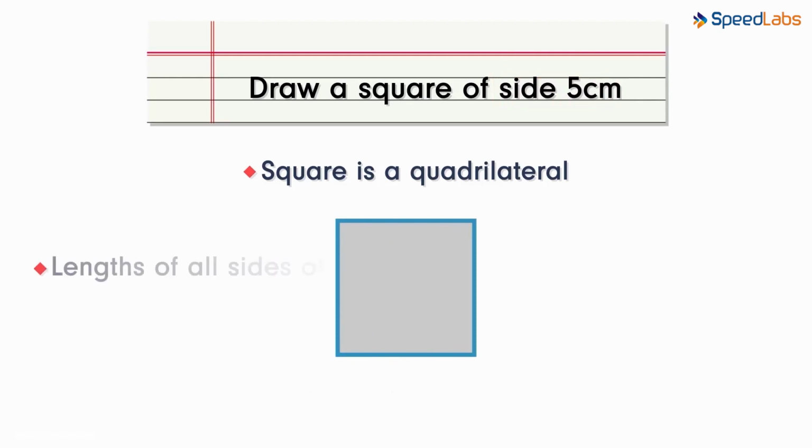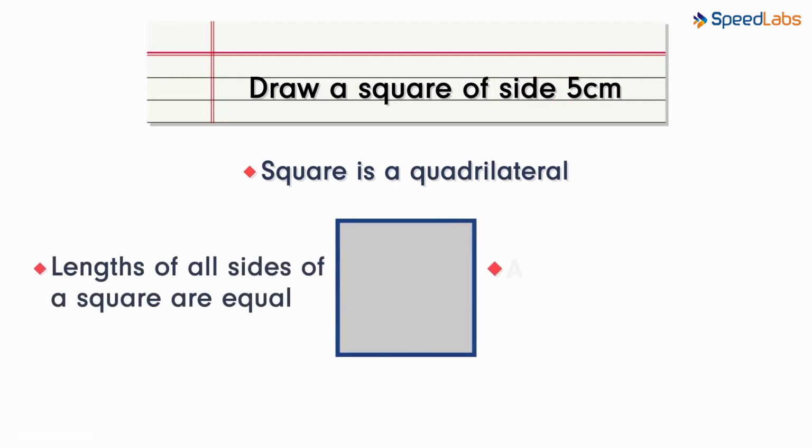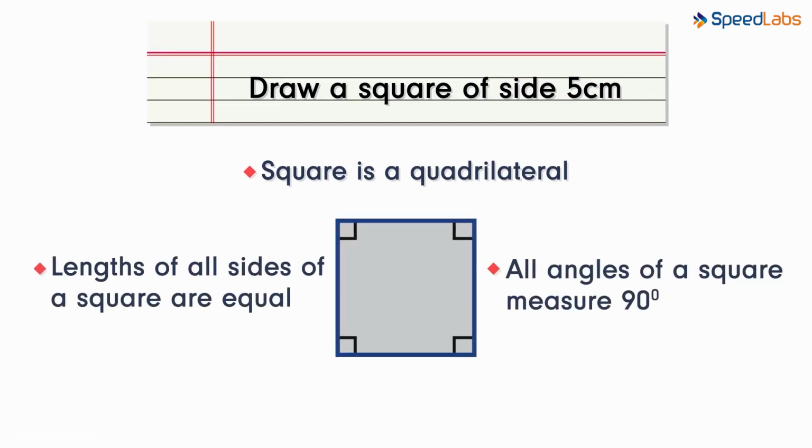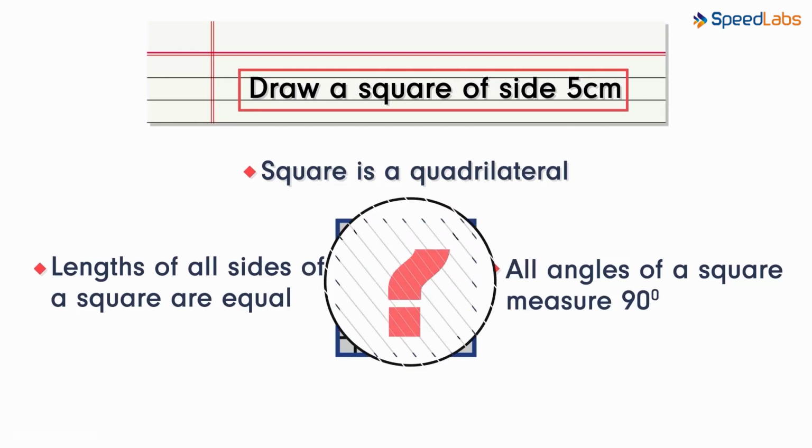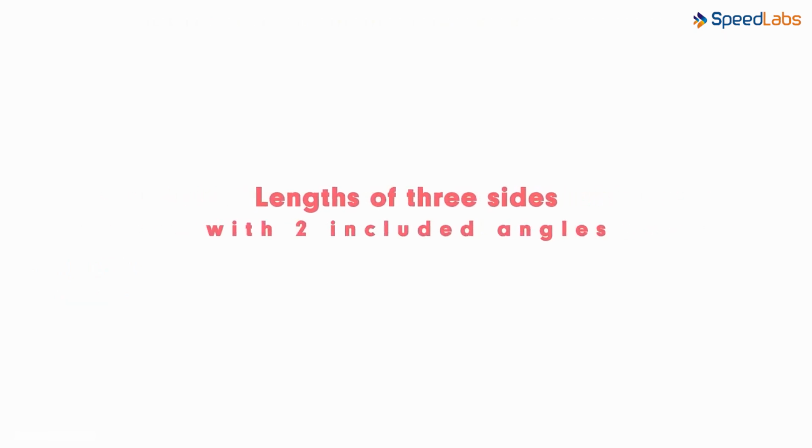Well, in this case, yes. We know that the lengths of all sides of a square are equal and all angles measure 90 degrees. So this question actually gives us all the data that we need. So how would we draw a square? Now that we have the data, we could use any of the techniques we've seen before. Let's use the lengths of 3 sides with 2 included angles technique.